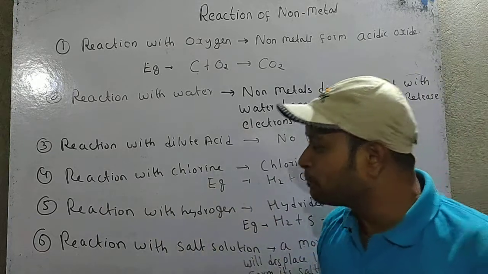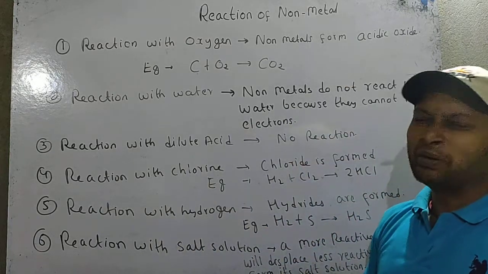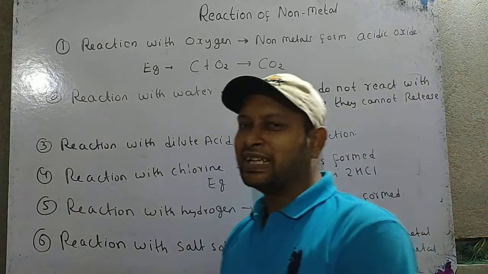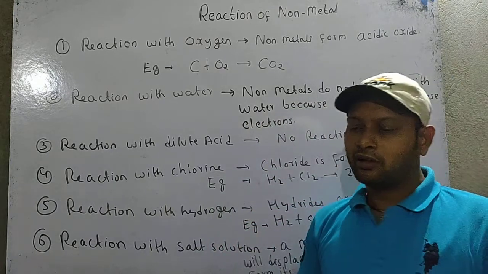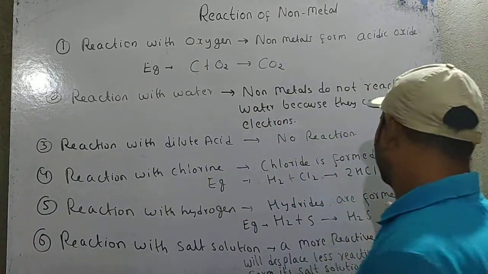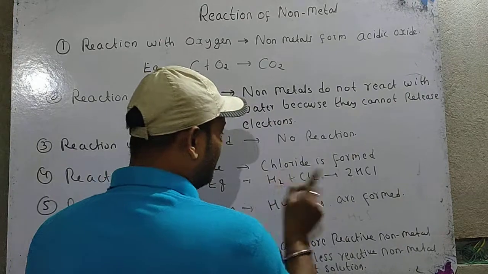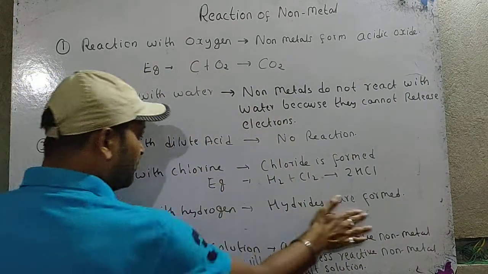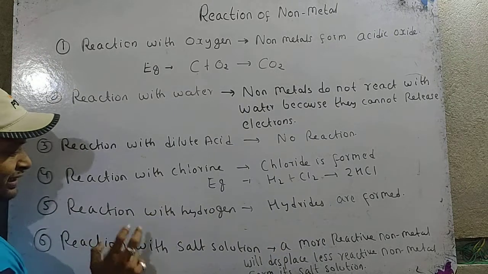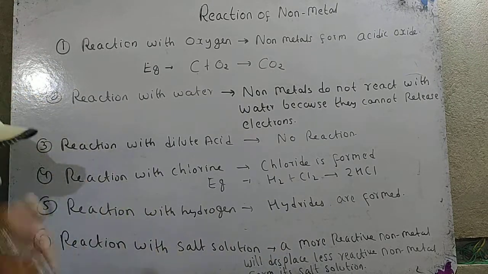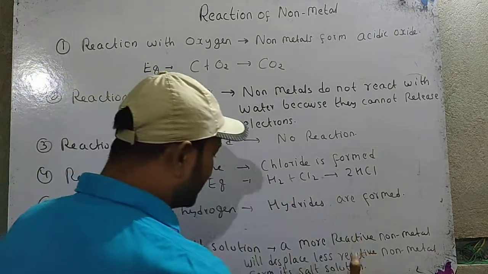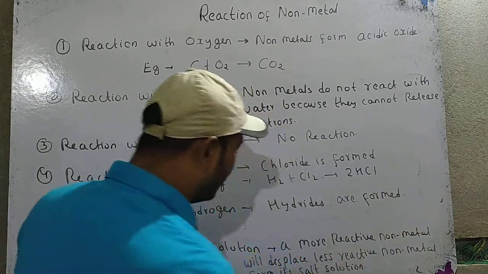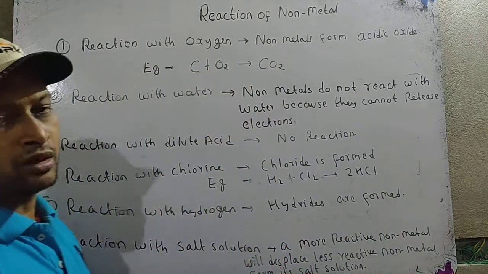What is the fifth property? What happens when a non-metal reacts with hydrogen? It forms a hydride. Next, what is the sixth property? What happens when a non-metal reacts with a salt solution? The answer is that a more reactive non-metal will displace a less reactive non-metal from its salt solution.